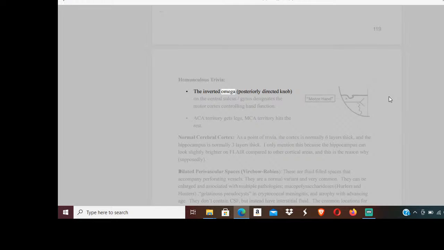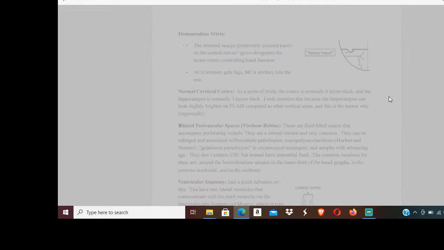The inverted omega, a posteriorly directed knob on the central sulcus, designates the motor cortex controlling hand function. ACA territory gets legs, MCA territory gets the rest.